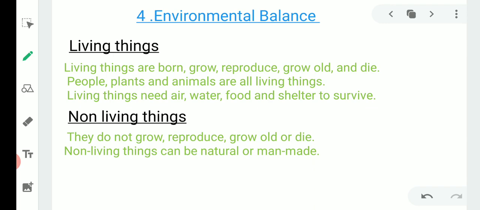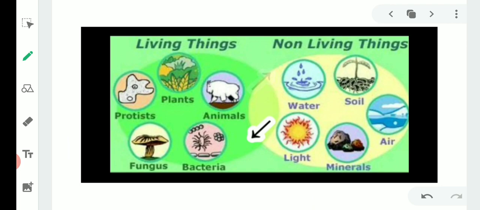Living things need air, water, food and shelter for survival. Non-living things are those that do not grow, reproduce, grow old or die. Non-living things can be natural or man-made, which means in this picture you can see on the left hand side there are some living things like animals, plants and bacteria, and non-living things including water, soil, minerals and light.